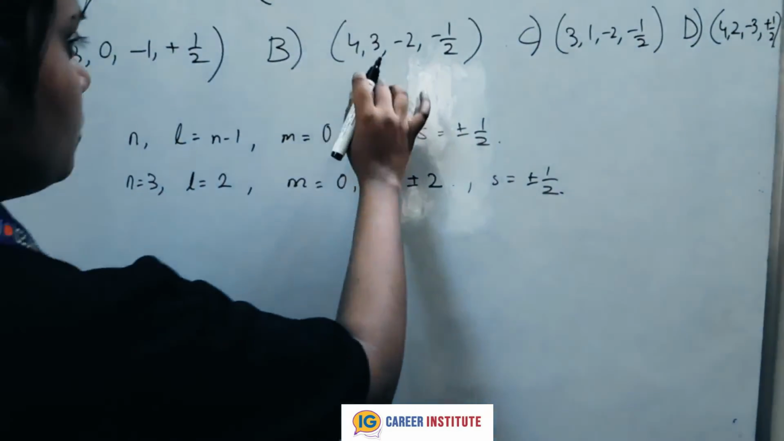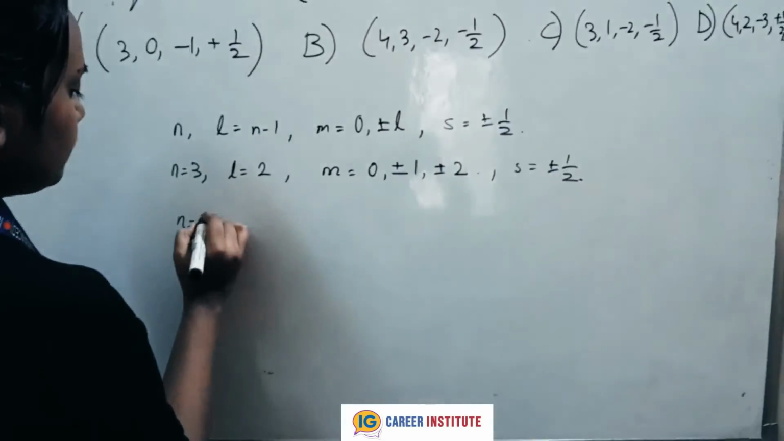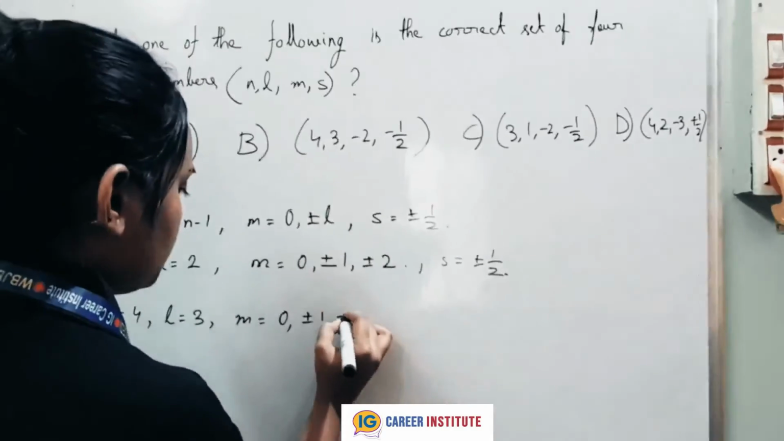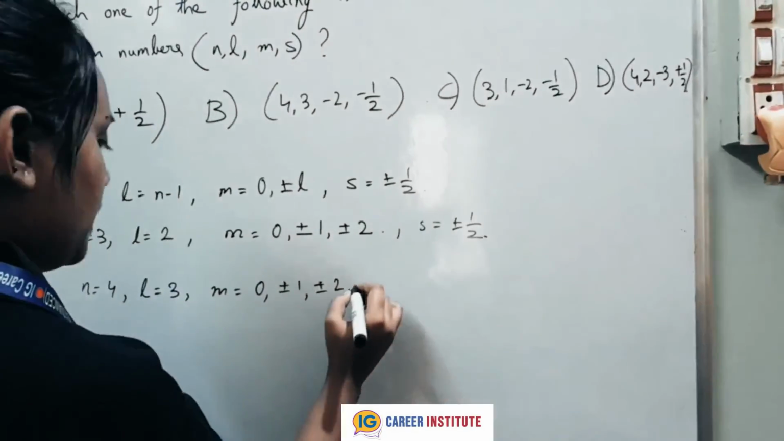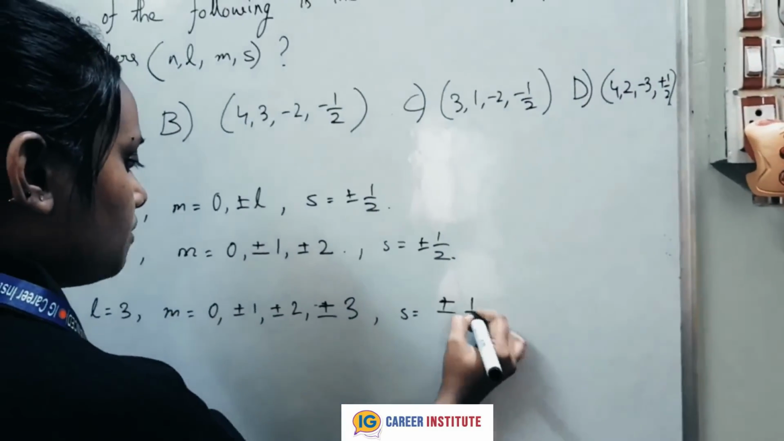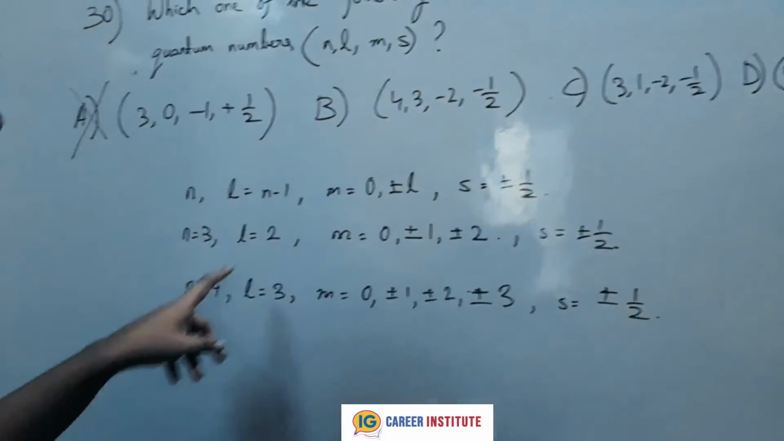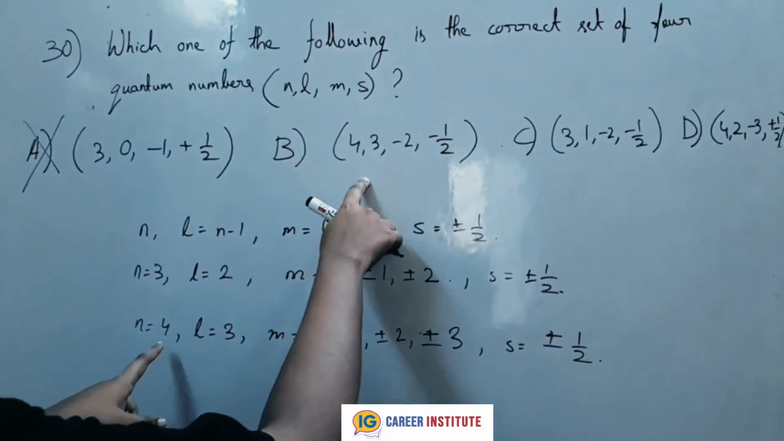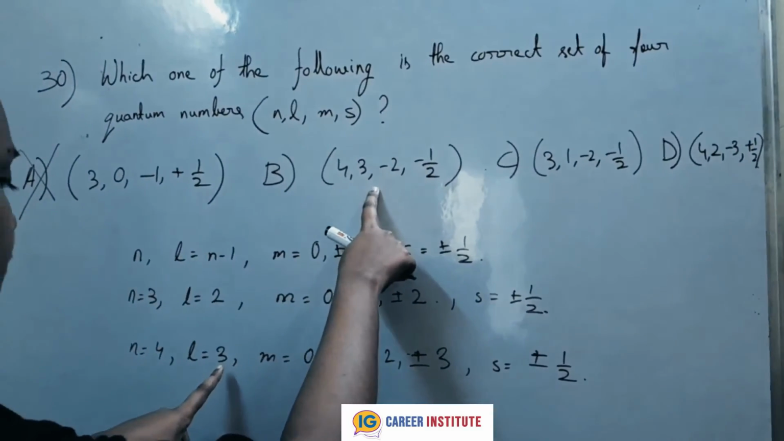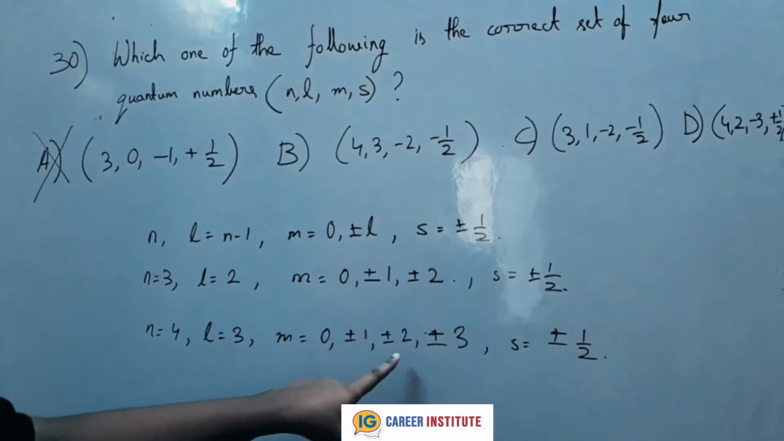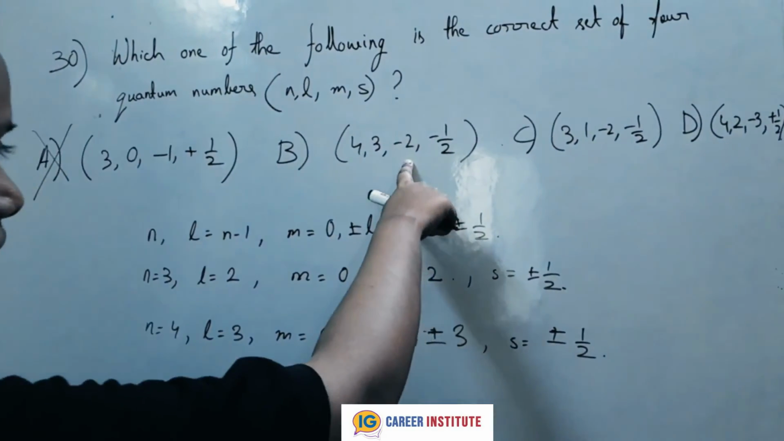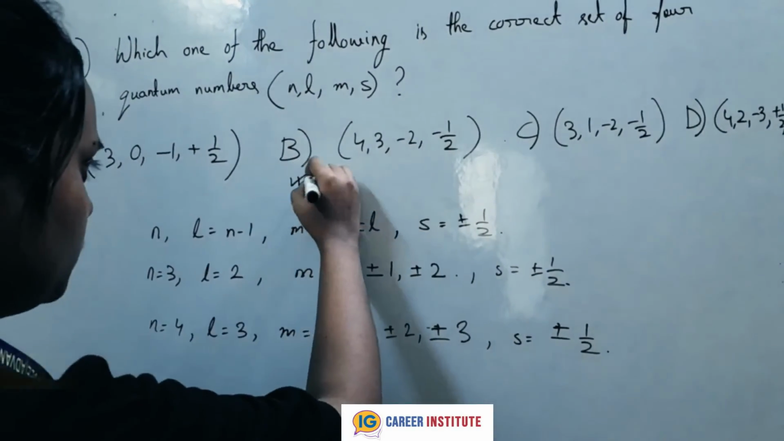Okay. Next let us check out option B where N is given as 4. So L should be 3. M should be 0, plus minus 1, plus minus 2 and plus minus 3. And S should always be plus minus half. So for B, for N equals 4, L is 3, and if it is 3, then all these possible values of M are possible. So minus 2 is there, minus half is there. So it is almost coming as correct.